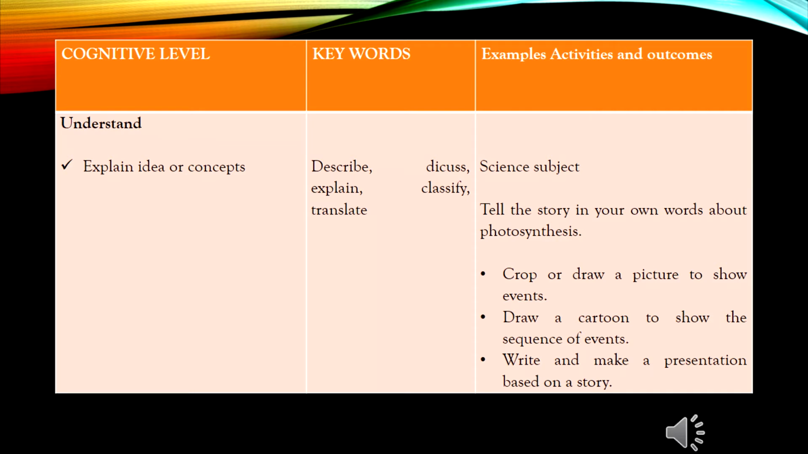Now, the next cognitive level is understand. When students understand, they can explain ideas or concepts. Keywords for this level are describe, discuss, explain, classify, and translate. For example, in a science subject, the teacher teaches and gives information on how photosynthesis occurs. Then students can tell the story in their own words about photosynthesis. Another example activity: students can draw a picture to show an event.